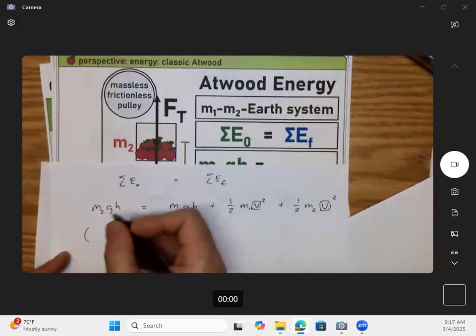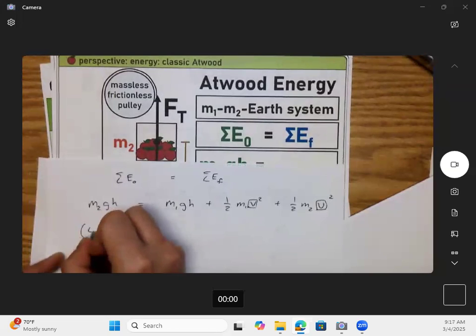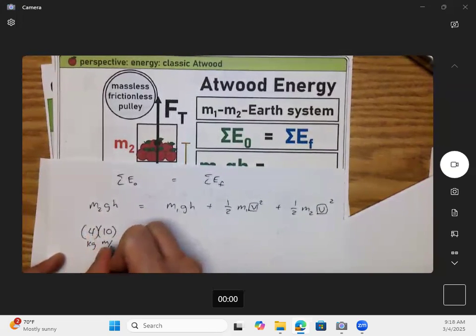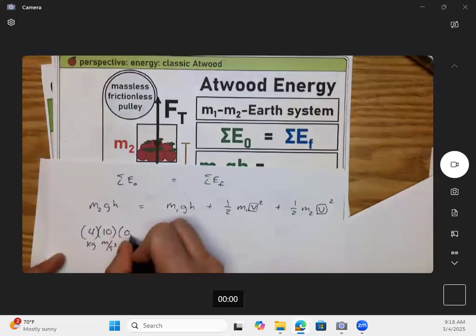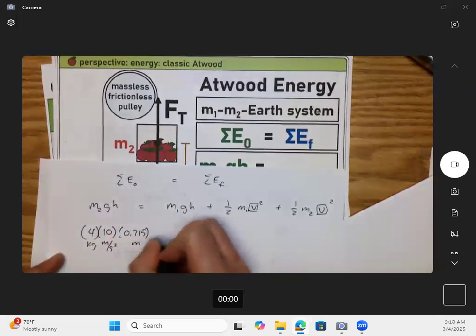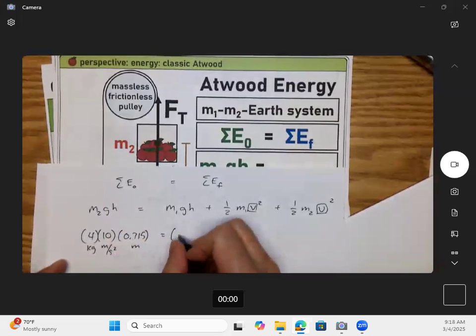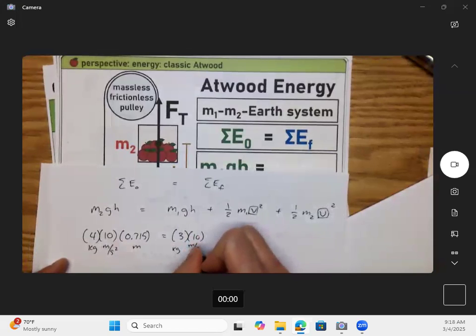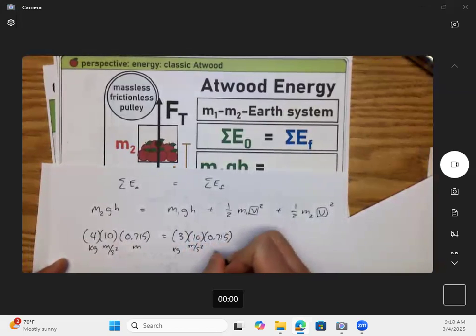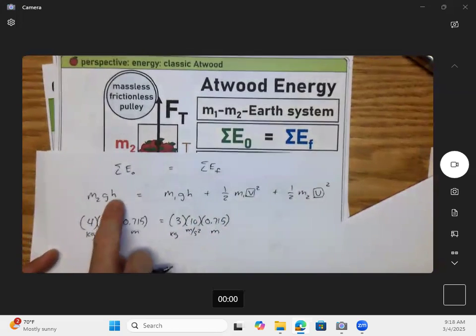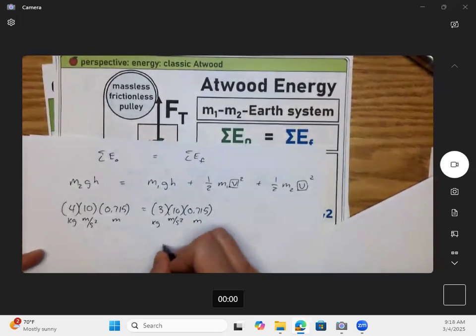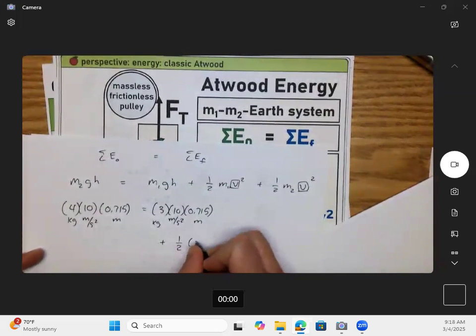So I told you guys block 2 was, I think, 4 kilograms. I've been rounding g to 10 meters per second squared. We're looking for a height change of 0.715 meters. That's going to go to lifting the small block, which was 3 kilograms, with 10 meters per second squared, for also a height change of 0.715 meters. Now, this is set up in such a way that this one's falling, this one's rising, so these can both be positive. That's okay. Plus 1/2.